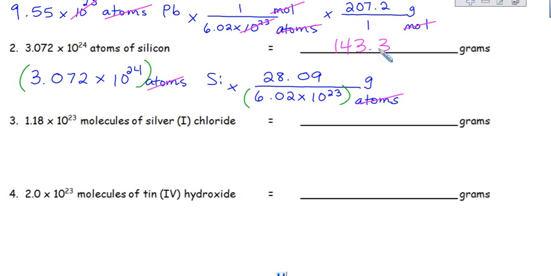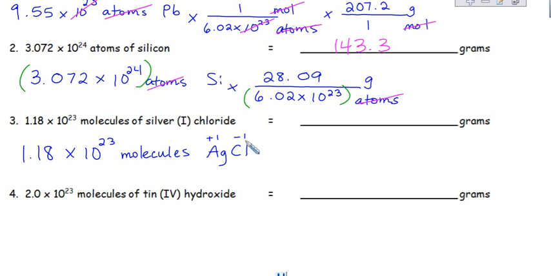Yeah, these aren't bad. I mean, here this is nice because everyone is solved the same way. So if you want to, you can pause the video, try the last two, bring it back, see if you're getting the answers correct. But if you can set up one, you can set up all just by getting the units correct. Alright, so let's try these last two. I have compounds and I'm looking for grams, so I will need the formula. 1.18 times 10 to the 23rd molecules of silver plus 1, chloride, which is minus 1.